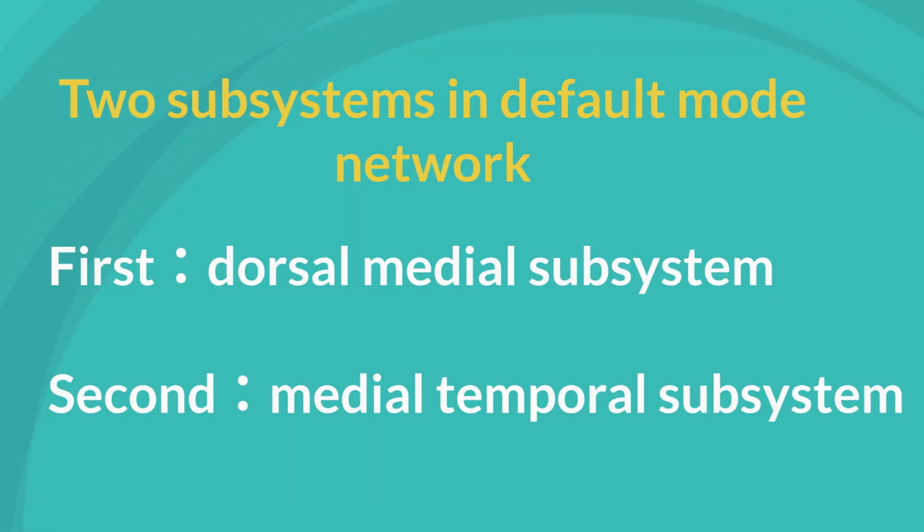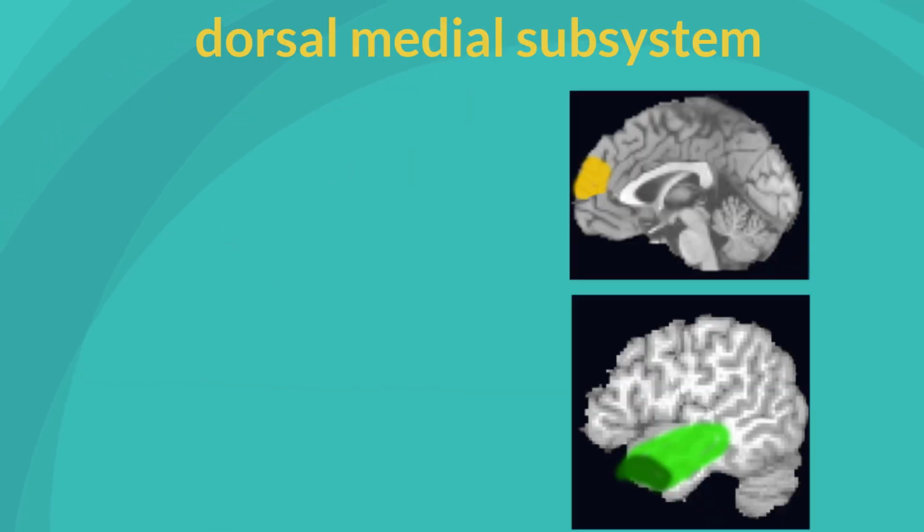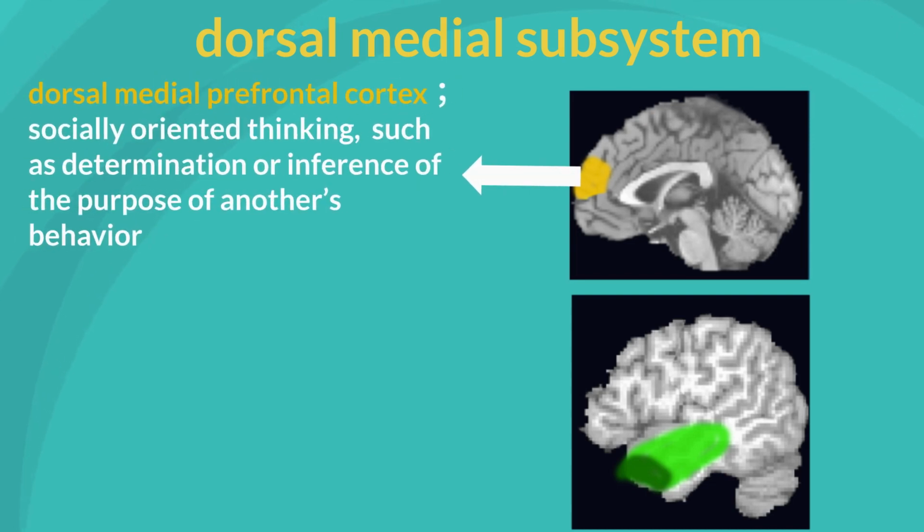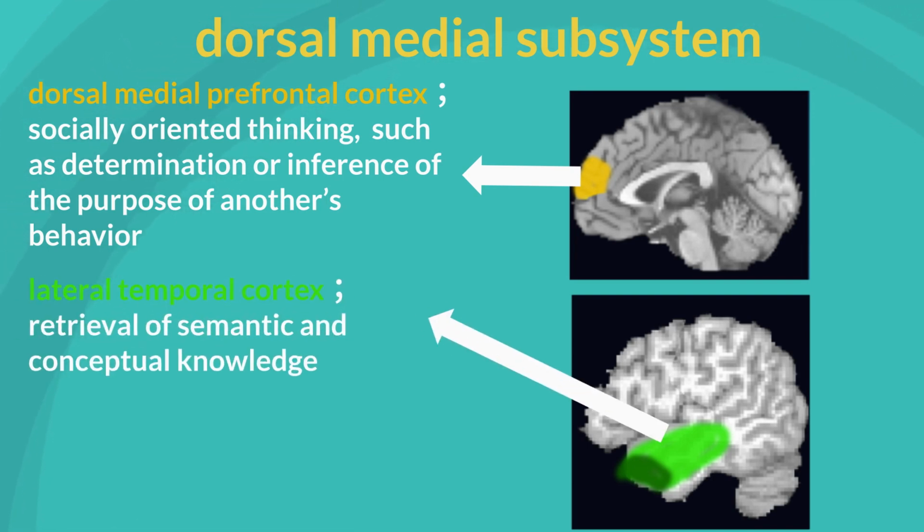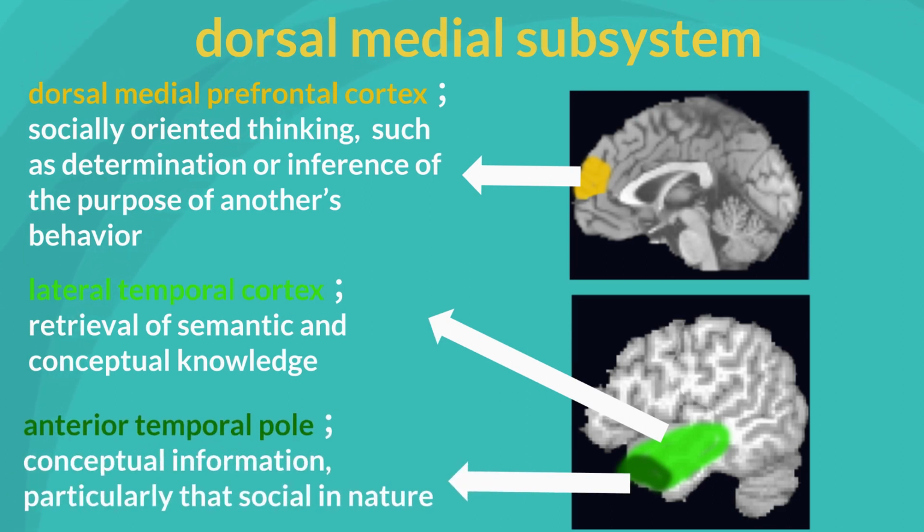The default mode network has two subsystems. The first is the dorsal medial subsystem. The second is the medial temporal subsystem. Dividing the dorsal medial subsystem into three parts, the dorsal medial prefrontal cortex is responsible for socially oriented thinking, such as determination or inference of the purpose of another's behavior. The lateral temporal cortex performs retrieval of semantic and conceptual knowledge. The anterior temporal pole is involved with conceptual information, particularly that social in nature.